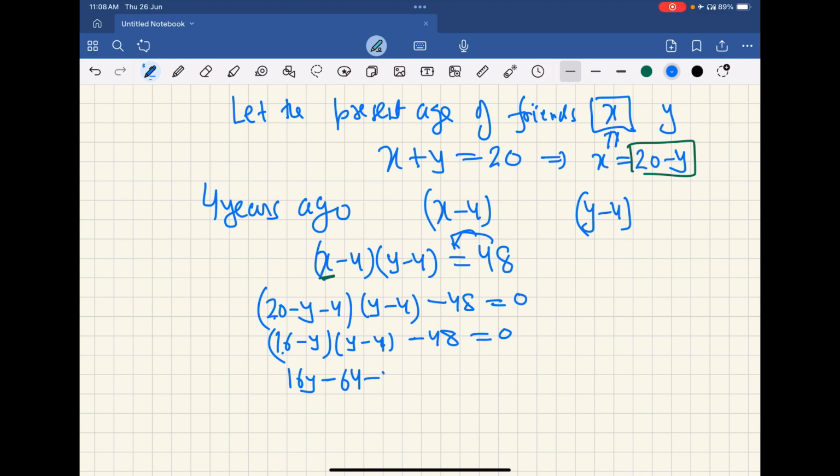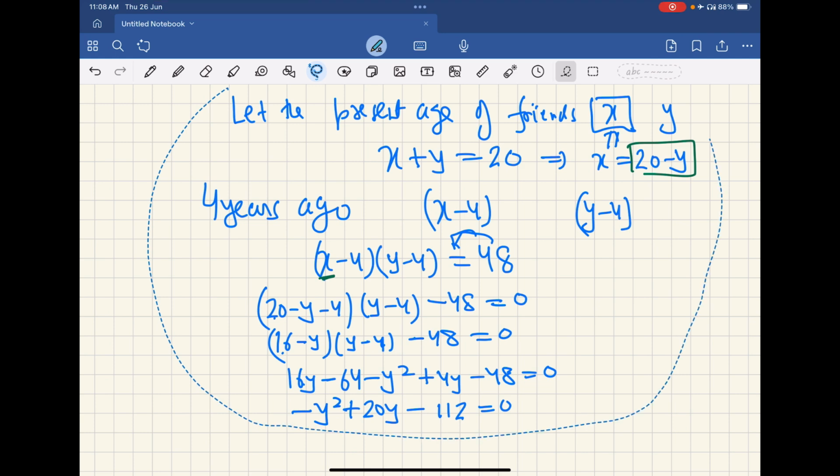Minus y into plus y is minus y square, minus into minus is plus 4y minus 48 equals 0. So let us simplify. We are getting minus y square, 16y plus 4y is 20y, minus 64 minus 48. Okay, so ये कितना हो जाएगा? 4 and 8 12, 6 and 4 10. So minus of 112, which is equal to 0.